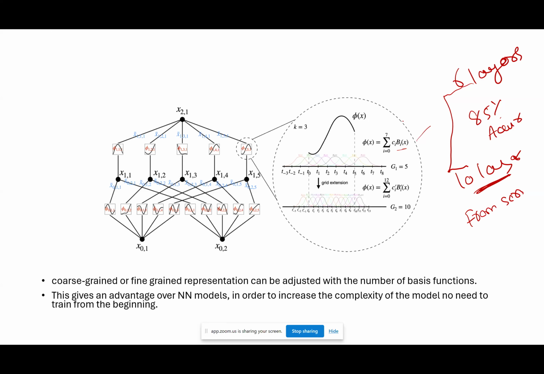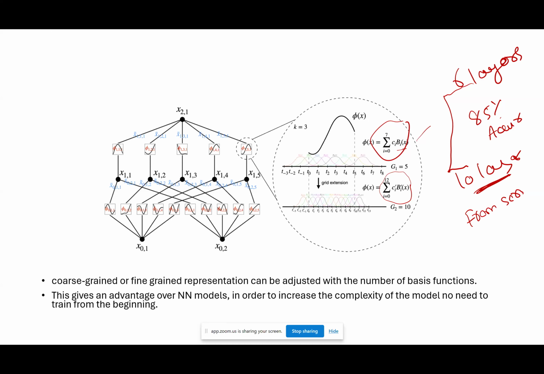Maybe this is for one task. Can you repeat that part? So if you already have a model, you don't have to train from scratch. Yeah, that's what they say. And what they say is that you can just increase the number of these B-splines. Before going to continual learning, let's stick with the simple learning.